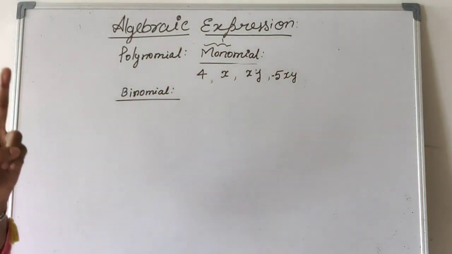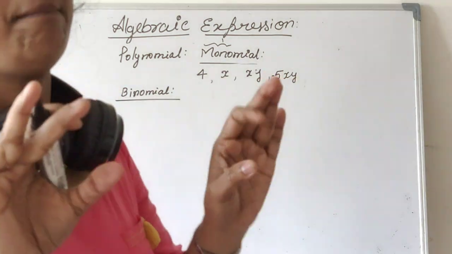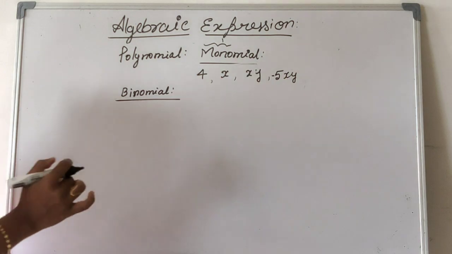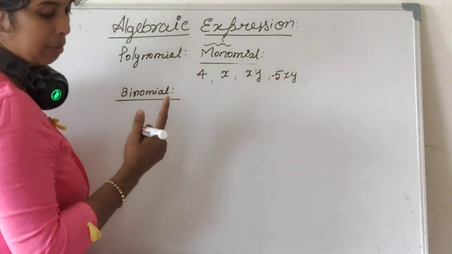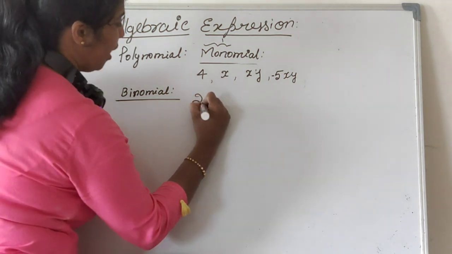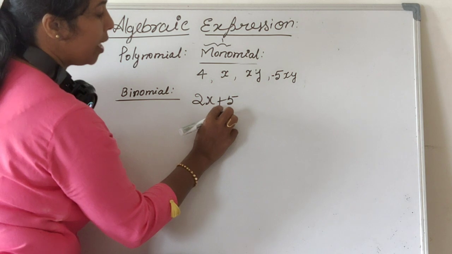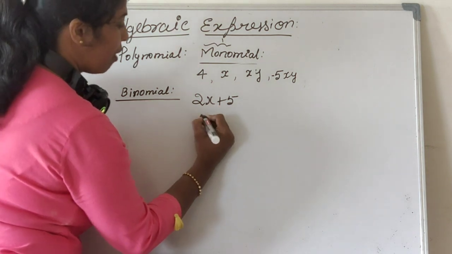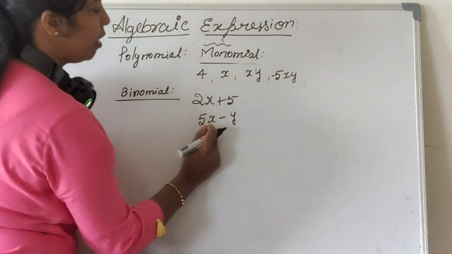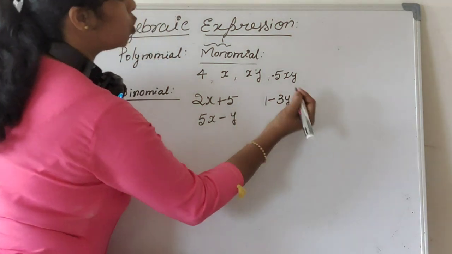Bi means two. When two terms come, I said the terms are separated by the plus and minus sign. Terms must be separated by the plus and minus sign. A polynomial which contains two terms. 2x plus 5. Here two terms are there because it is separated by the plus sign. 5x minus y. Here two terms are there. 1 minus 3y. Here two terms are there.